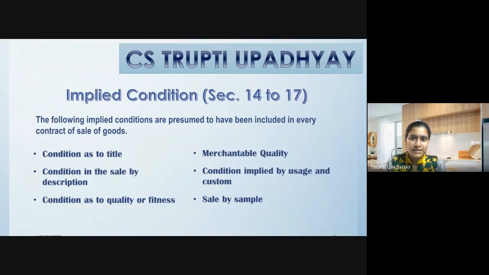Now, these are the six implied conditions which are given by the Sales of Goods Act. First one is condition as to title. The next one is conditions in the sale by sample. Third one, condition as to quality or fitness. Fourth one, merchantable quality. Fifth one, condition implied by usage and custom. Sixth one, condition by sample.